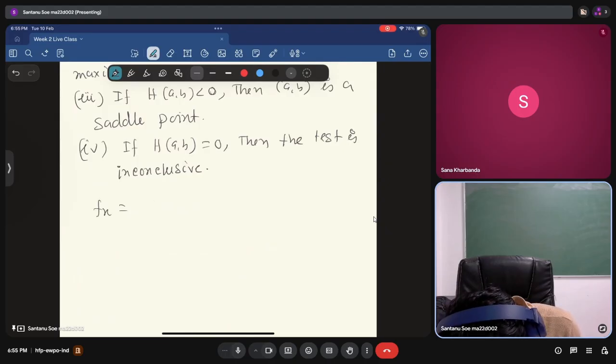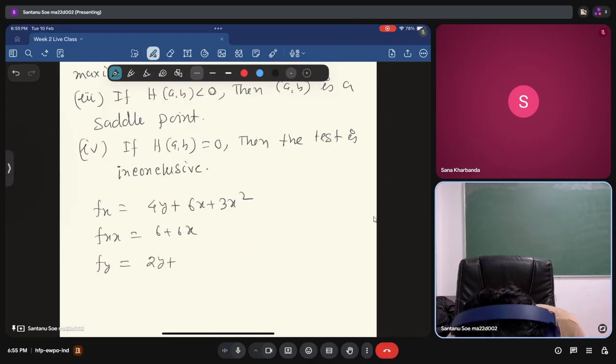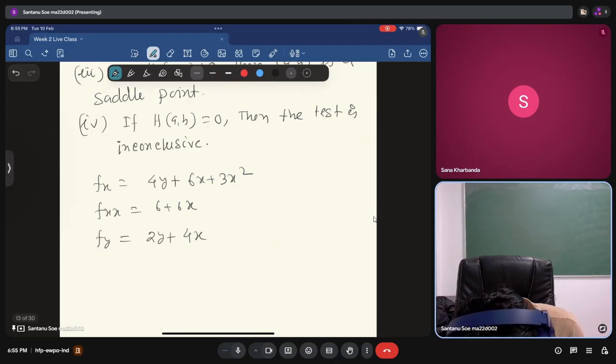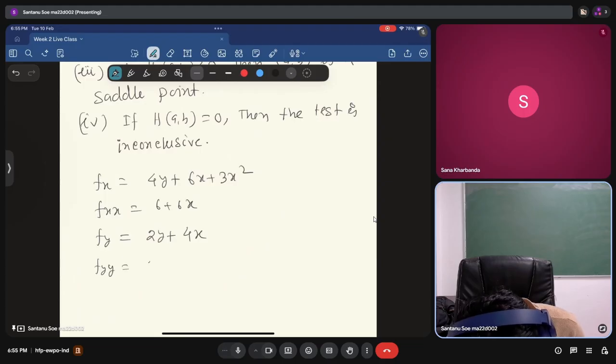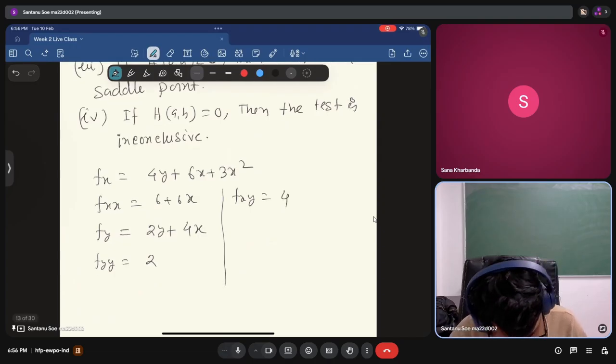4y plus 6x plus 3x square. So fxx will be 6 plus 6x. Similarly, fy was given by 2y plus 4x. So fyy will be 2. Similarly, fxy will be 4 and fyx will also be 4.